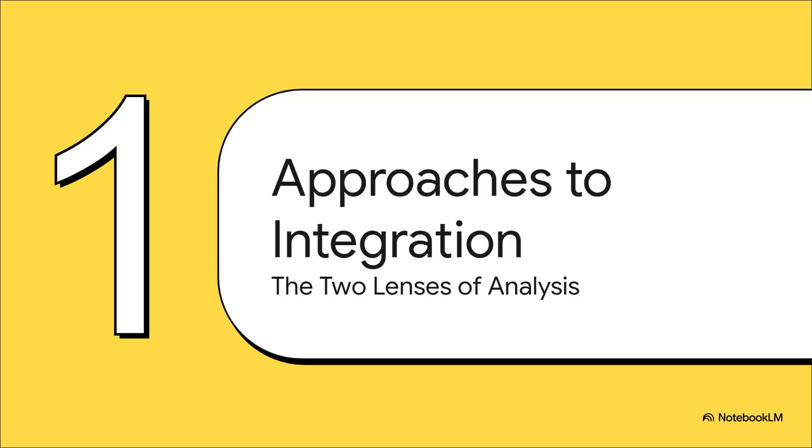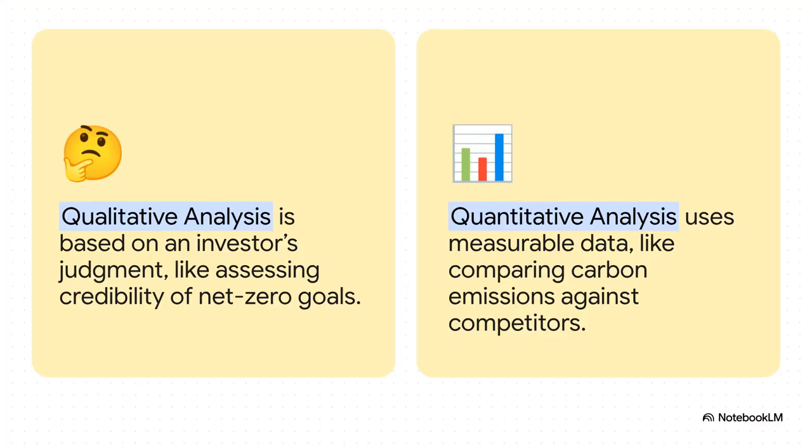Think of this as having two different but totally complementary lenses for your analysis. Okay, so on one side, you've got your qualitative analysis. This is the art of it all. It's about using your judgment. Are the company's net zero promises actually credible? What's the real safety culture like? Then on the other side, you've got the quantitative stuff. This is the science, the hard data. We're talking about crunching the numbers on carbon emissions, water use, employee turnover, all that good stuff.